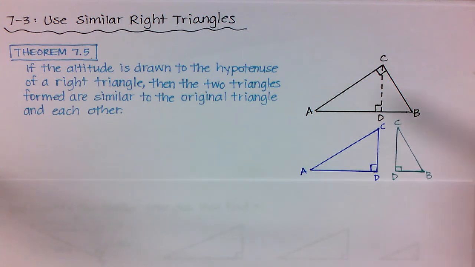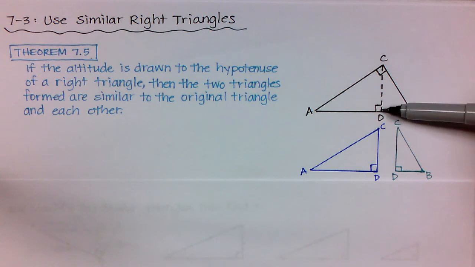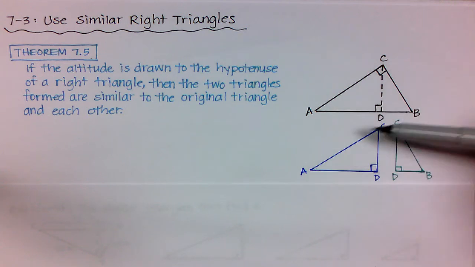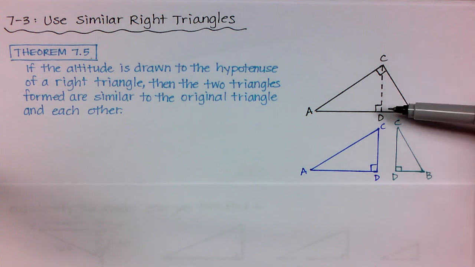If the altitude is drawn to the hypotenuse of a right triangle, and it's from the right angle, then the two triangles formed are similar to the original triangle and each other. So I left this big black triangle and then I drew the other two triangles that are created when this altitude is drawn straight from the right angle.